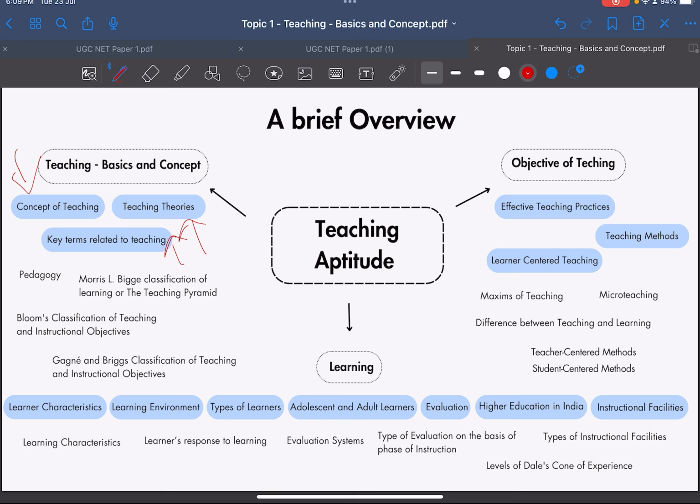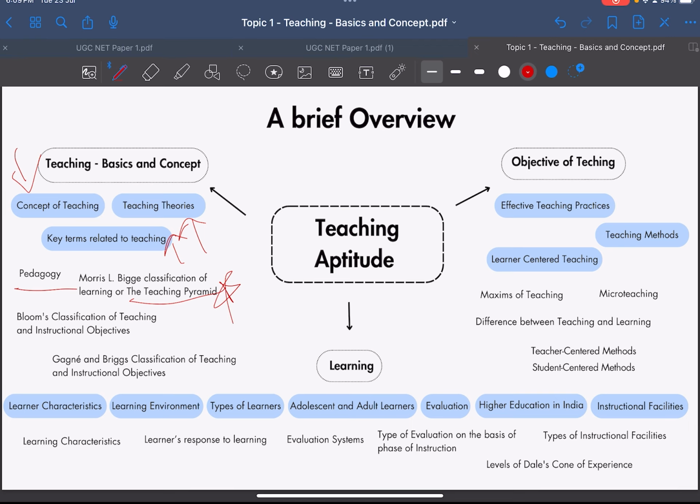to learn about key terms like what is pedagogy or the teaching pyramid, which is super duper important, Bloom's classification of teaching and instructional objectives, and Gagné's and Briggs' classification of teaching and instructional objectives. Next, we have objectives of teaching, from which we have effective teaching practices, teaching methods, and learner centered teaching.